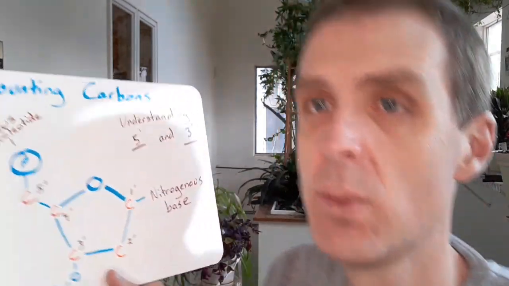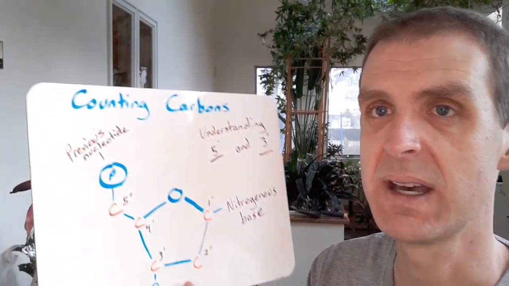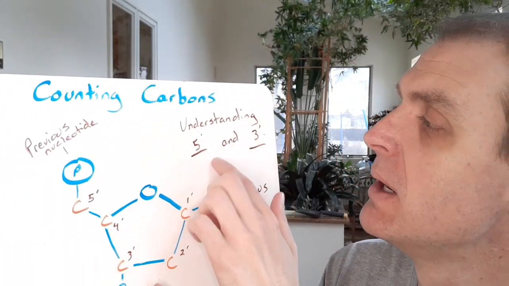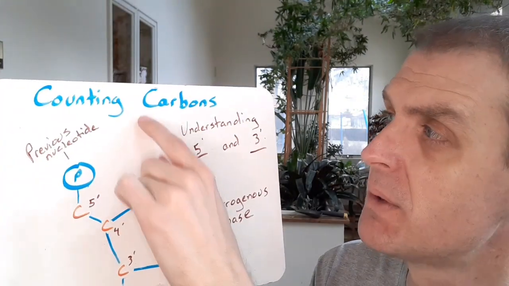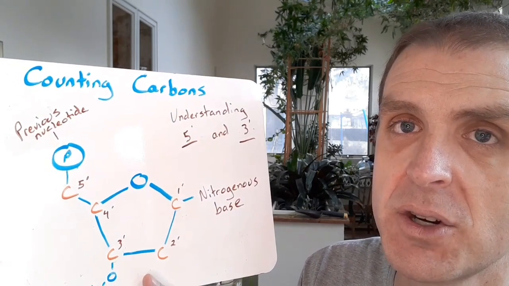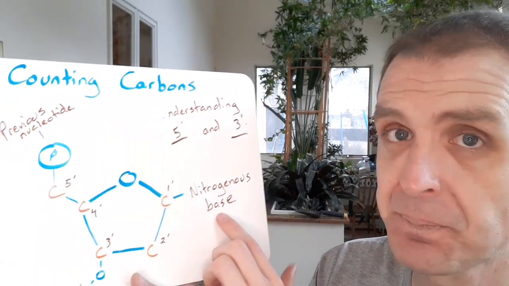So where do we get this 5' and 3' nomenclature from? It has to do with what a nucleotide looks like. To understand 5' to 3', we need to learn about counting carbons on the sugar molecule of the nucleotide.